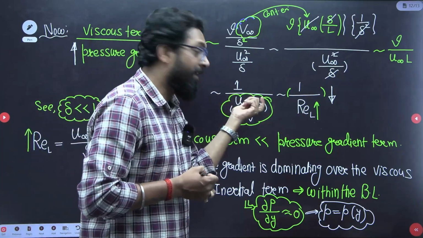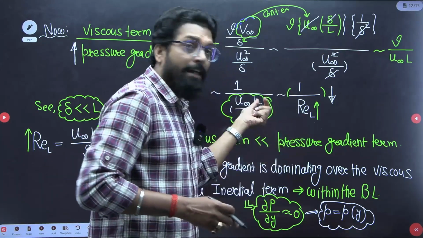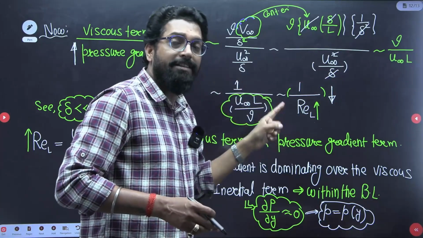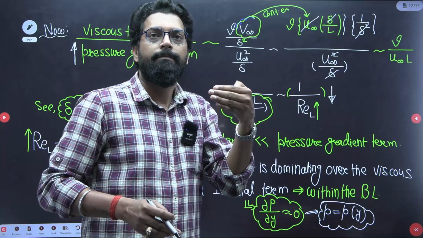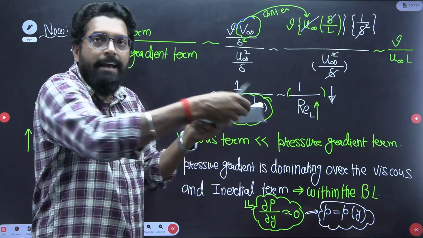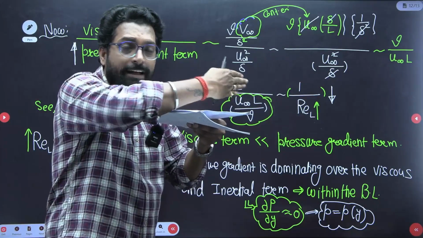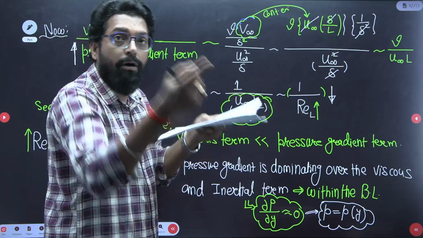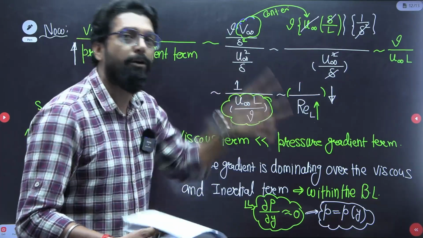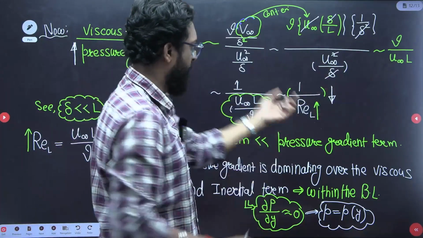The Reynolds number is based on which characteristic length? L, the characteristic length of the plate. That length is always taken along the flow direction. If the plate has a length in the direction of flow, the characteristic length is that length. If the flow is in the other direction, the characteristic length is the width. For external flow, the characteristic length is always taken along the flow direction. So this is the Reynolds number based upon L.